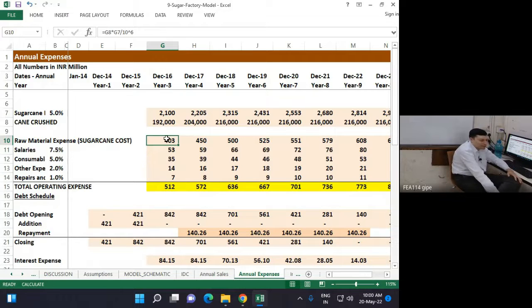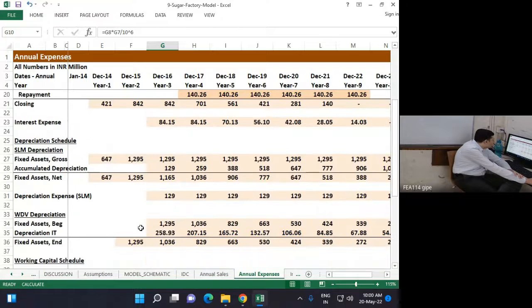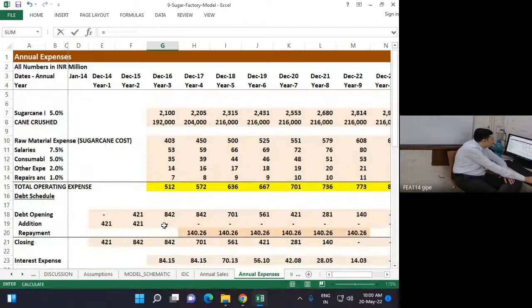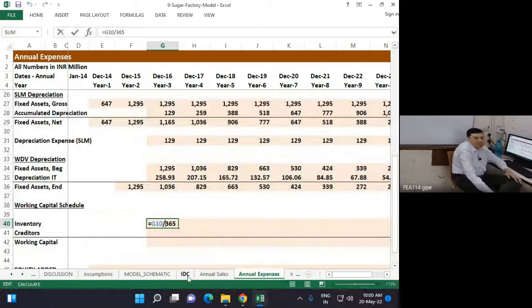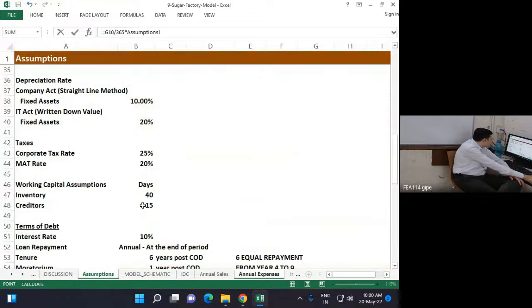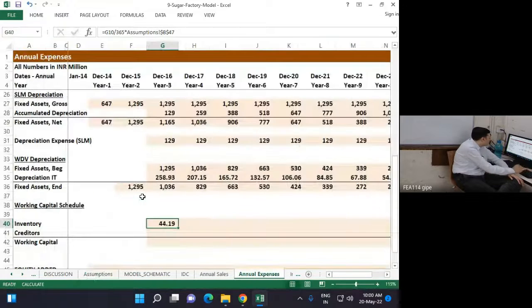That is raw material. Now, this raw material expense is for the full year, 365 days. And you are going to maintain inventory for all 365 days because sugar production might happen for 240 days, but sale will happen throughout the year. So let's first find the daily COGS: 403 million divided by 365. So 1.1 million is my daily COGS, and I am maintaining 40 days worth of stock. That is 44 million that will be blocked in inventory.